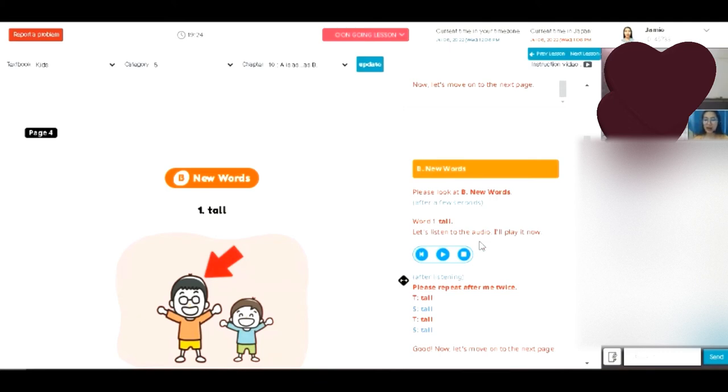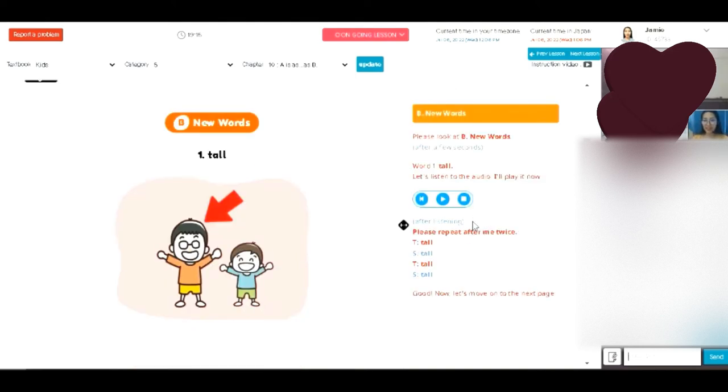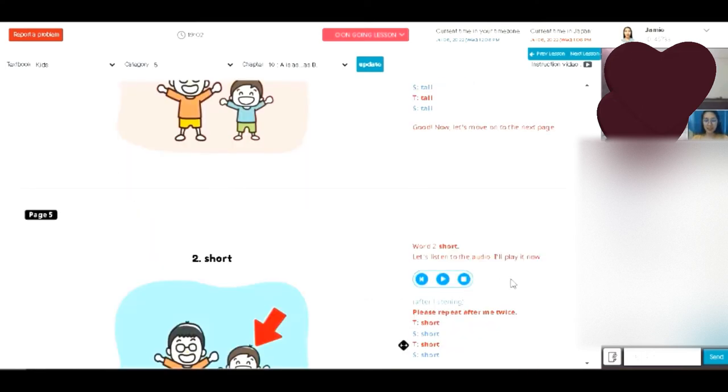Okay, please look at B, new words. Word one, tall. Okay, let's listen to the audio first, okay? Tall. Okay, one more time. Tall. Okay, let's move on to the next page.